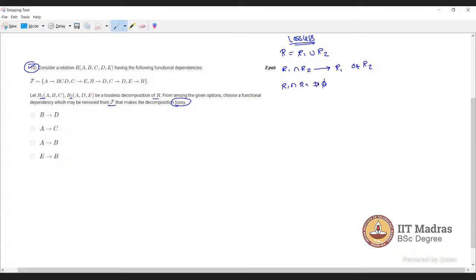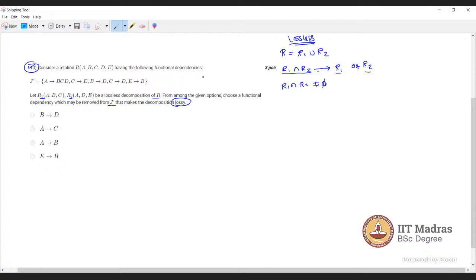One thing I would like to mention: the term you used, equivalent, is not correct. R1 intersection R2 should be a key on either R1 or R2, right? R1 intersection R2 will give some attributes, and if we take the closure of those attributes, it should give us R1 or R2. So that word, equivalent, does not fit here.